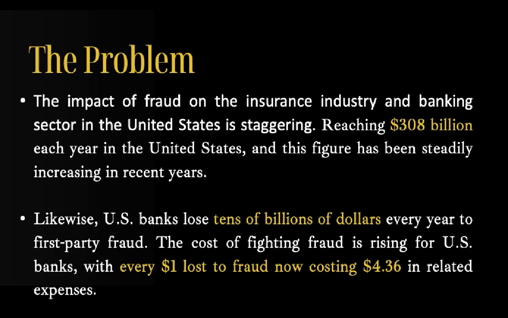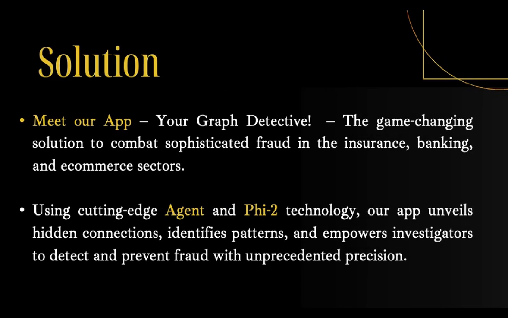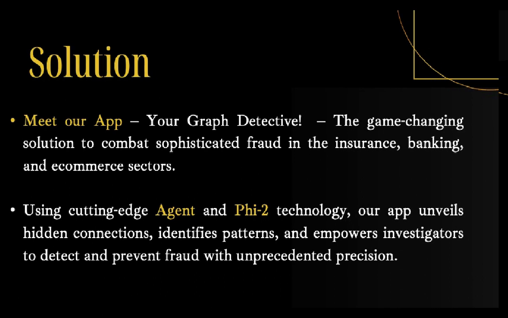The impact of fraud on the insurance industry and banking sector in the United States is staggering, reaching $308 billion each year, and this figure has been steadily increasing in recent years. Using cutting-edge agent and Phi-2 technology, our application unveils hidden connections, identifies patterns, and empowers investors to detect and prevent fraud with unprecedented efficiency and precision.